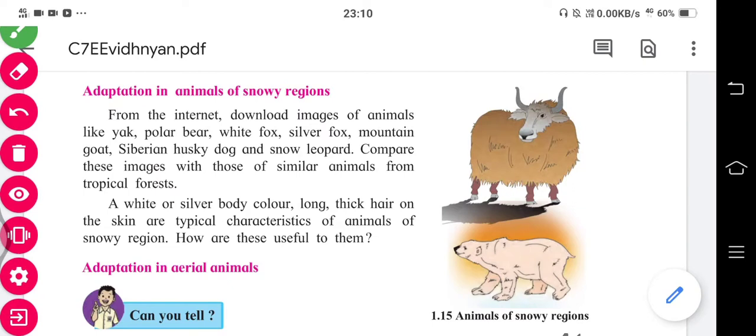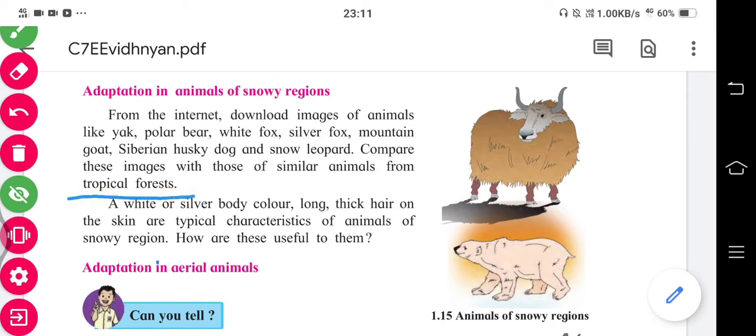You can also observe so many pictures of snow region animals available there, like yak, polar bear, white fox. Okay, so these are the pictures you can observe of snow region animals. So here is the yak, correct. This image you can download and you can compare with the tropical region.